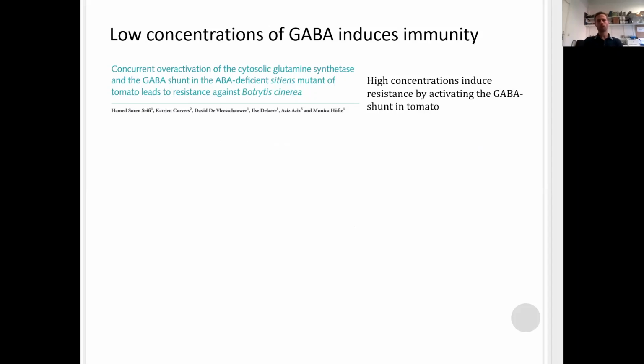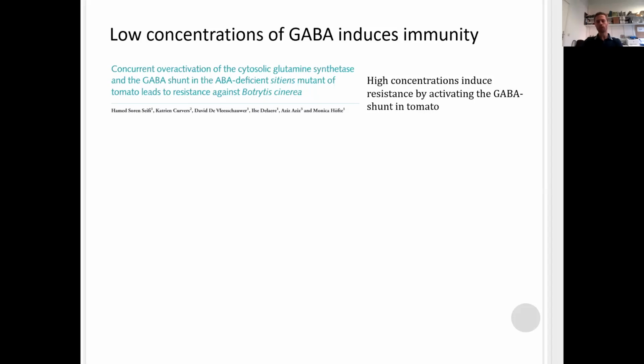Now, it has been shown in tomato plants that are deficient in abscisic acid. These plants have an overactivated GABA shunt, so they accumulate high levels of GABA. And these plants were extremely resistant against Botrytis cinerea infection. So Botrytis is a necrotrophic fungus. And they also showed that when you treat plants with high exogenous concentrations of GABA, it induces immunity against Botrytis, similar to what is found when you have a high endogenous GABA accumulation. But this is mostly focusing on the metabolic effects of GABA and not really focusing towards the signaling events.